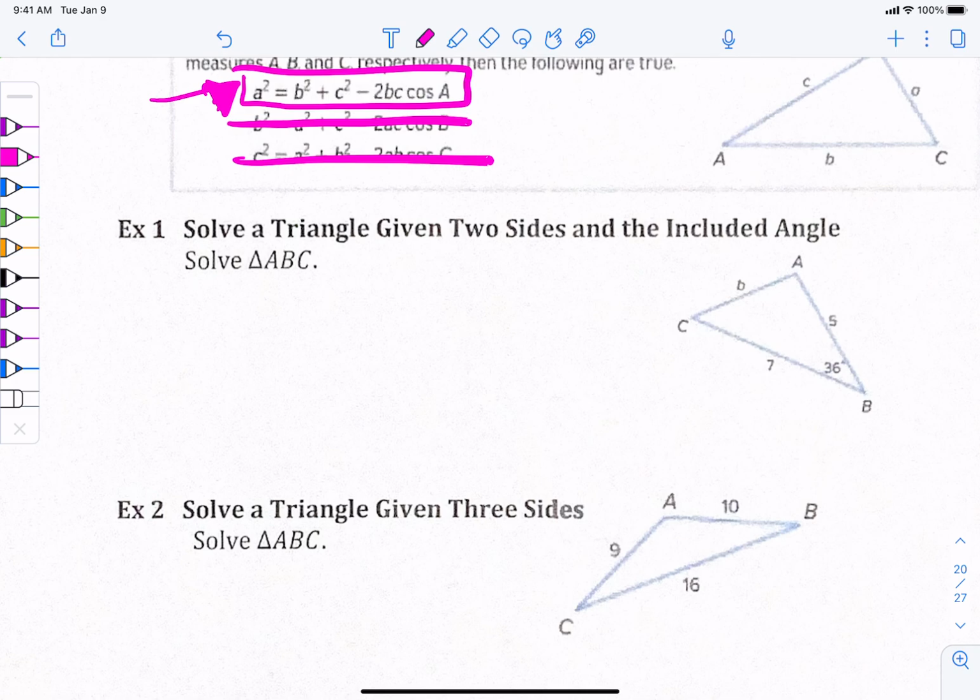We are on example 1, and okay, what does it say? What does it mean again when it says solve triangle ABC? What does that mean? Solve for everything. A, B, C, A, B, C.